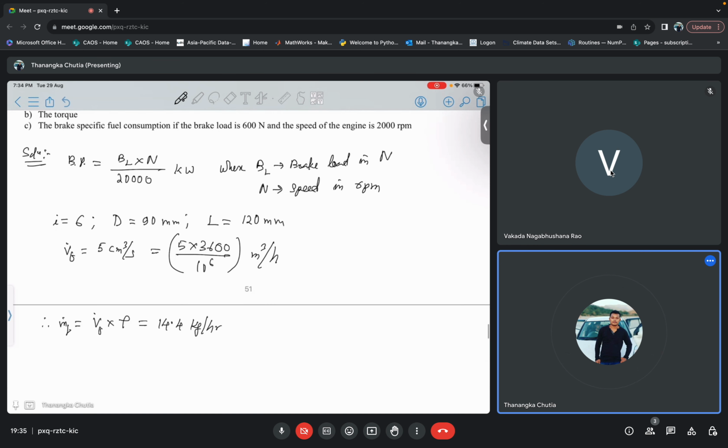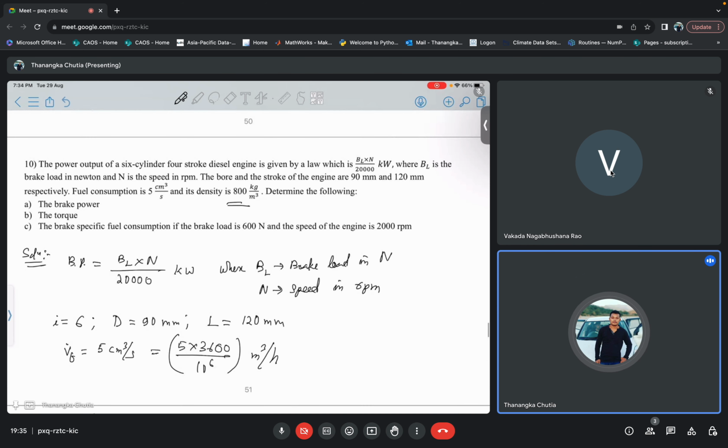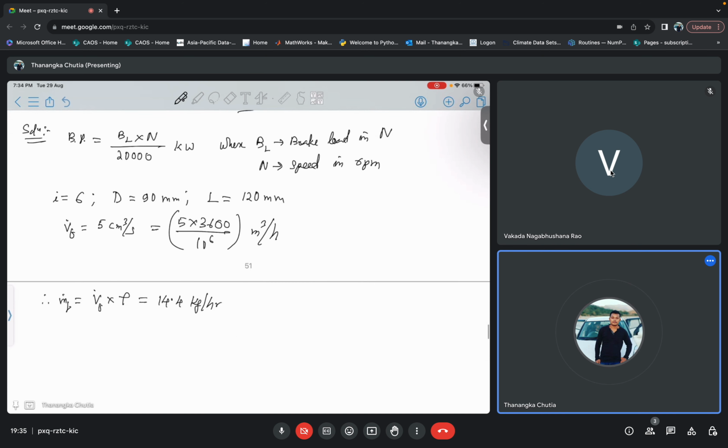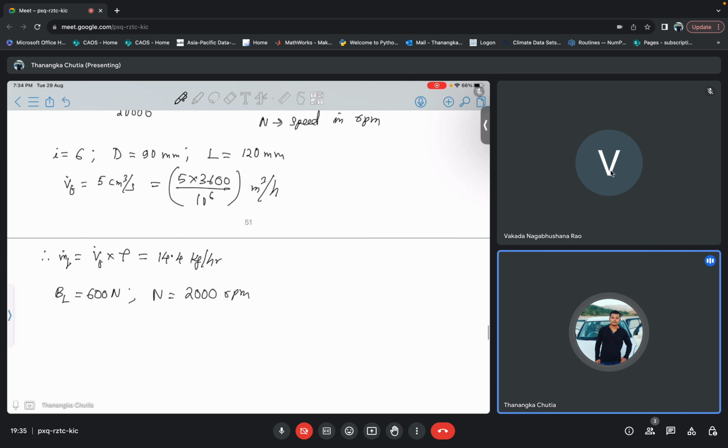Okay, now it is given to us that the brake load is equal to 600 Newton. BL is equal to 600 Newton. Okay, and our N is equal to 2000 rpm. Okay, so then what is the brake power? It's very simple, BL into N divided by 20,000. Okay, so BL is 600, N is 2000, and this is 20,000.